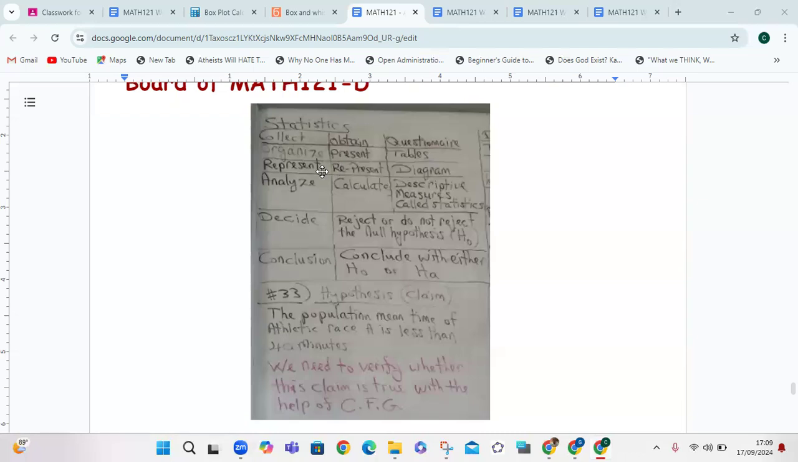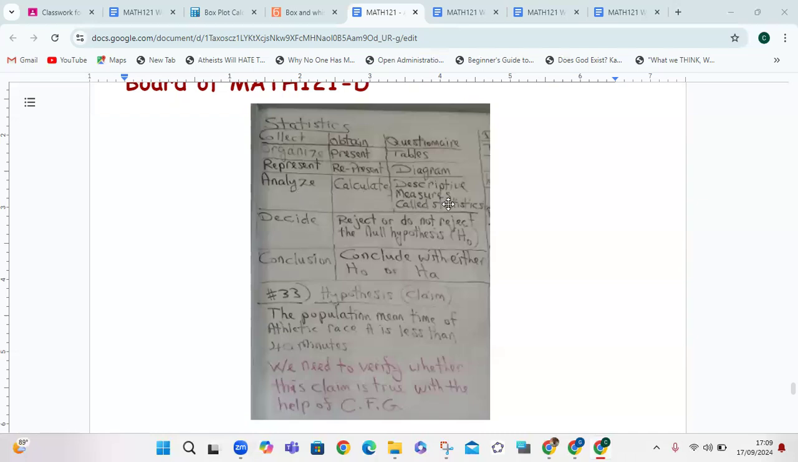So you may have to represent the data again. That means to present it again, represent using a diagram. So in this case, we are going to use a cumulative frequency graph and a box plot. And then you can analyze the data. That means you have to make calculations on the data, because bear in mind, to construct the cumulative frequency graph, you have to make calculations. To construct the box and whiskers diagram, you have to make calculations called descriptive measures, called statistics.